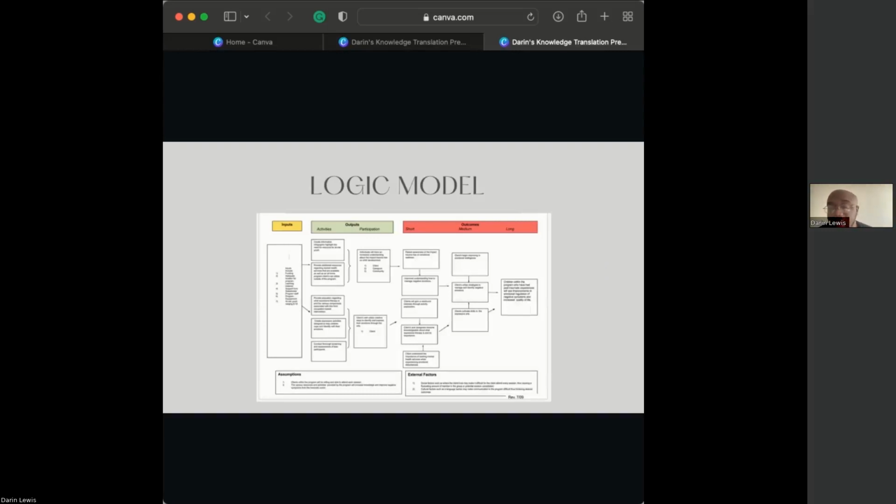This slide 8 is the logic model for this program. As you can see, the inputs of the program, the outputs of the program, and the outcomes, the short, medium, and long-term outcomes of the program, as well as the assumptions and the external issues as well.